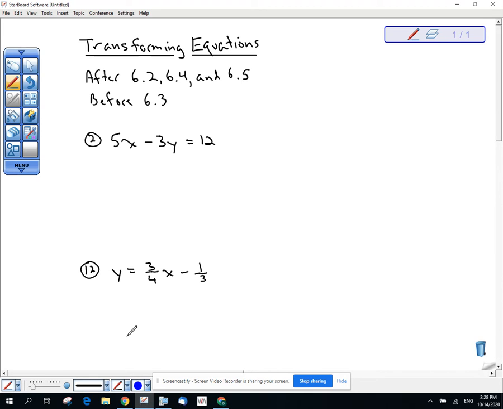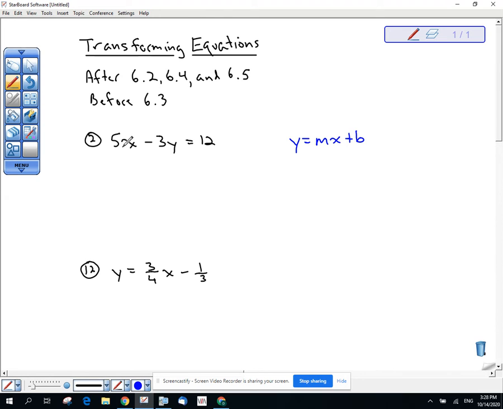So number 2 on this worksheet that I assume you have in front of you says to write it in slope intercept form. So we want to make this thing look like y equals mx plus b. Okay. Now the key characteristic of y equals mx plus b is that y is by itself. So right now y is being multiplied by -3 and it's being added to 5x.